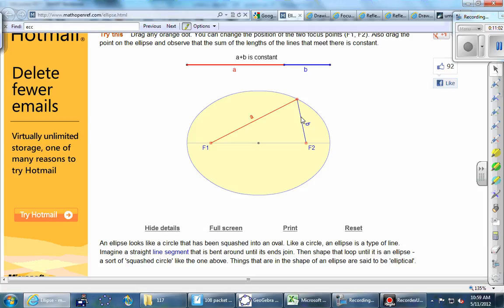Better be exactly the same, right? However much shorter A gets, B has to get longer by the same amount because we need the total walk to always be the same. So this line segment is going to look a little bit different, but it's still the same total length. And no matter where you are on this ellipse, if you walk and then walk, it's always the same. It's always this distance here, A plus B.